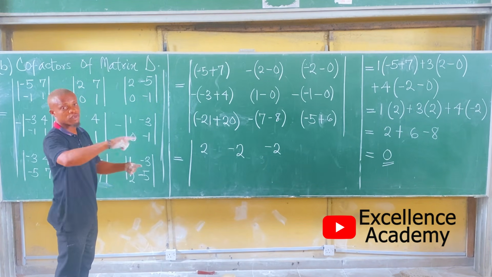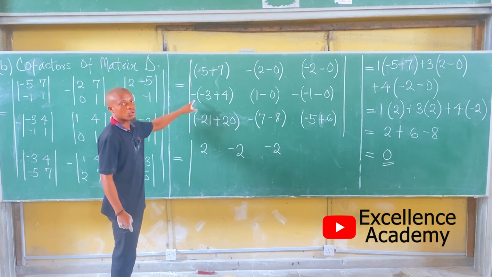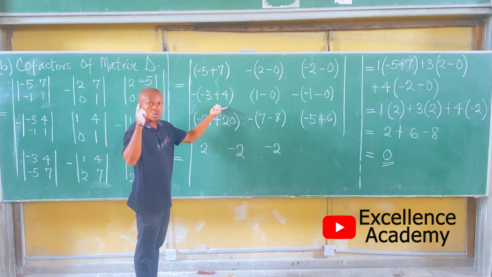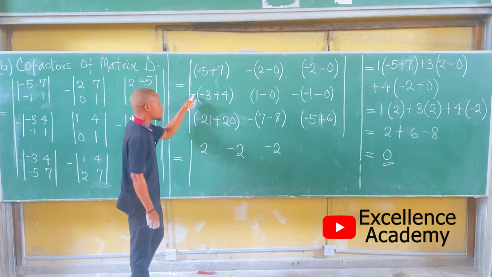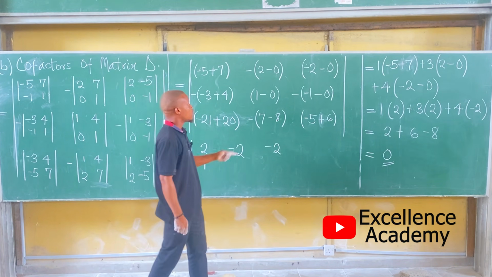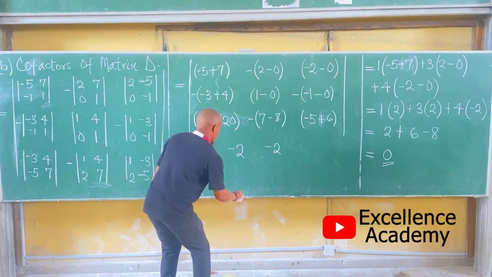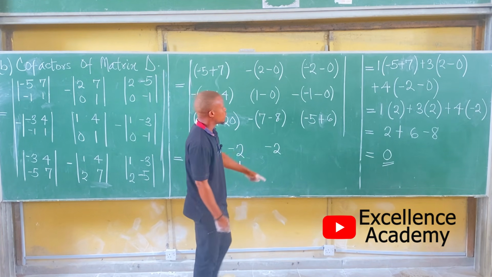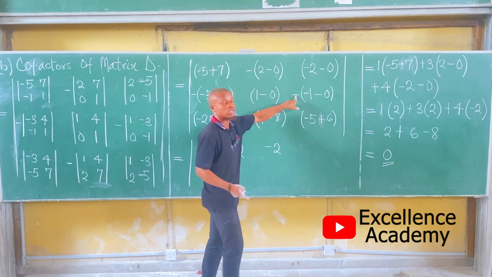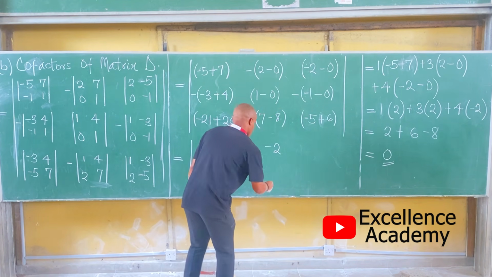Alright, so we are done with our first row. So let's get our second row. Minus 3 plus 4 gives you what? 1. Right? 1 times this minus gives me what? A minus 1. 1 minus 0 gives me what? 1. Minus 1 minus 0 gives you minus 1 times the minus outside gives you what? A plus 1.